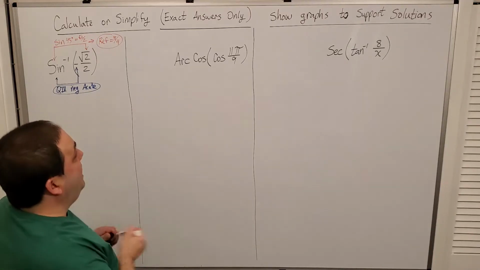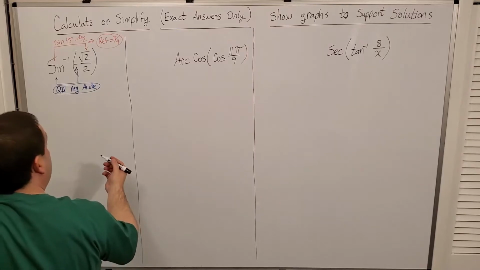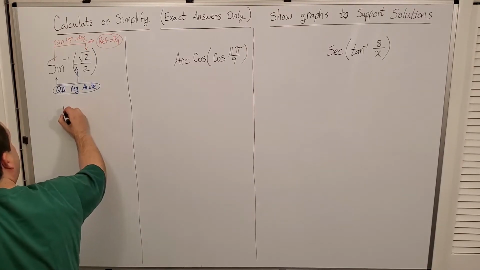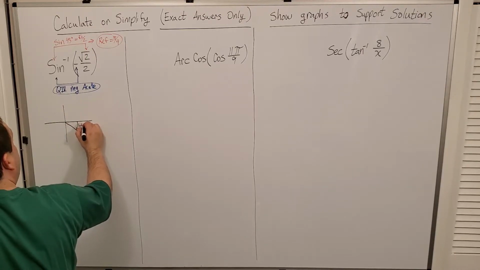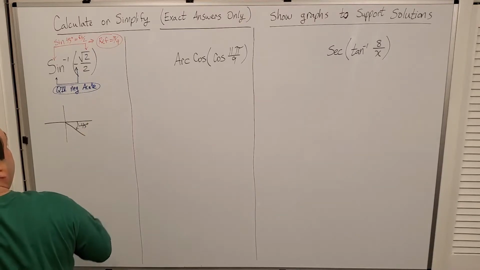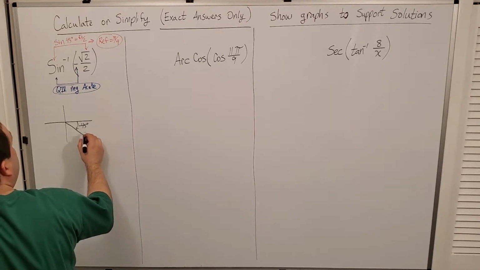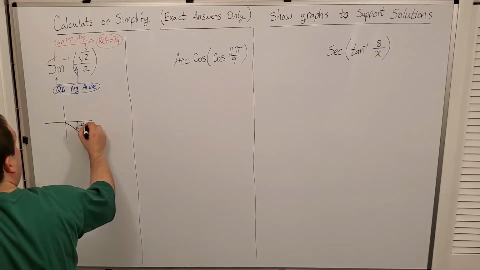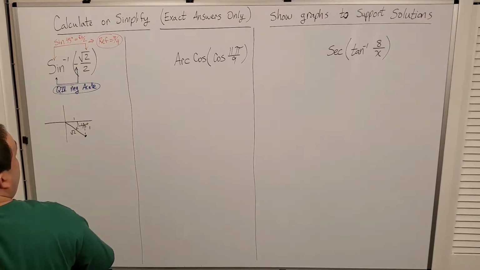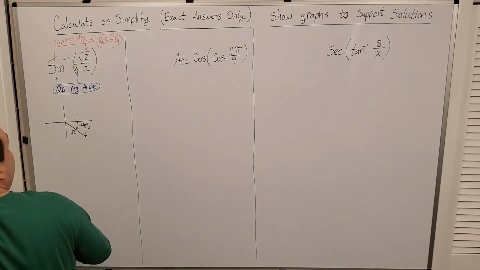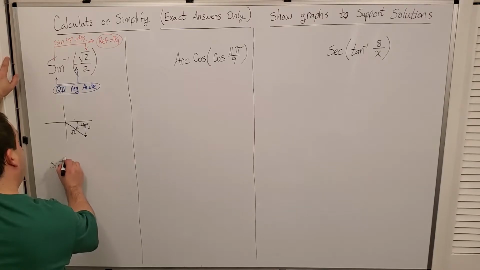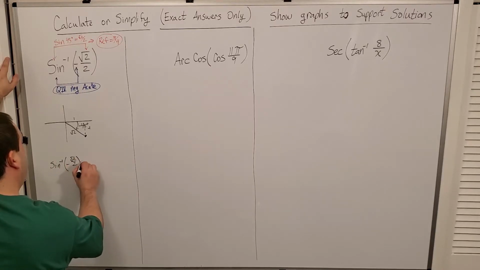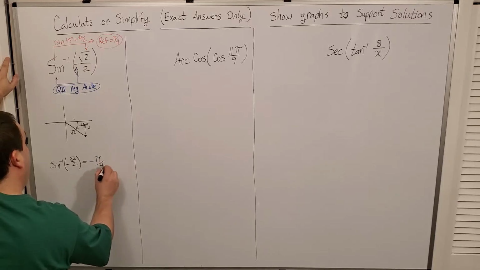Okay? So in this case, since I have to show graphs to support my solution, I'm just going to be drawing simply the fact that I'm going to be using negative 45 degrees here, and it's going to give me the appropriate square root of 2 over 2, because I can count this like 1 and 1 and square root of 2. Okay, or technically this is -1 right here. So here's the solution. Inverse sine of negative square root of 2 over 2 is negative pi over 4.